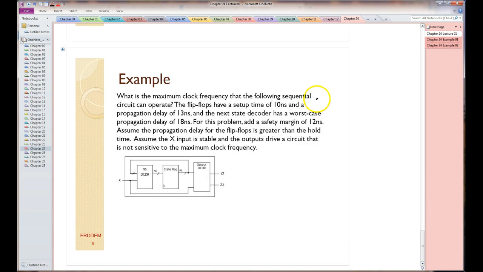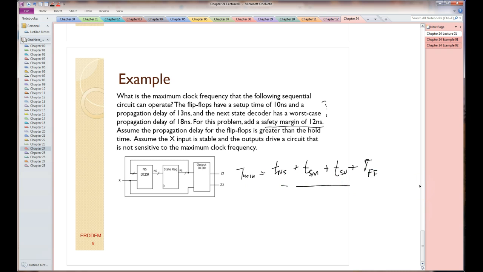Let's go ahead and do one. This is a problem very much like the last one. It gives me a bunch of times up there that I need to keep track of, and I want to know the maximum clock frequency in this one. I just call out a safety margin. It has a safety margin of 12 nanoseconds. So everything's in there. What I have to worry about is Tmin equals, this is the prop delay to the next state decoder. I've got a safety margin. I've got a setup time of the flip-flop, and then I have a prop delay through the flip-flop. So these are the four values I'm interested in.